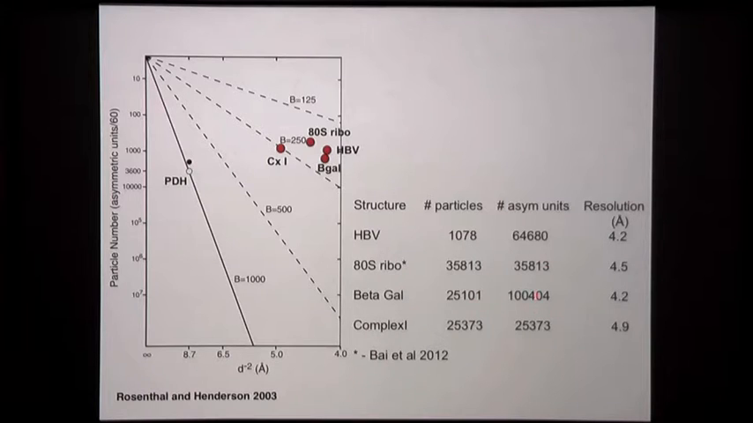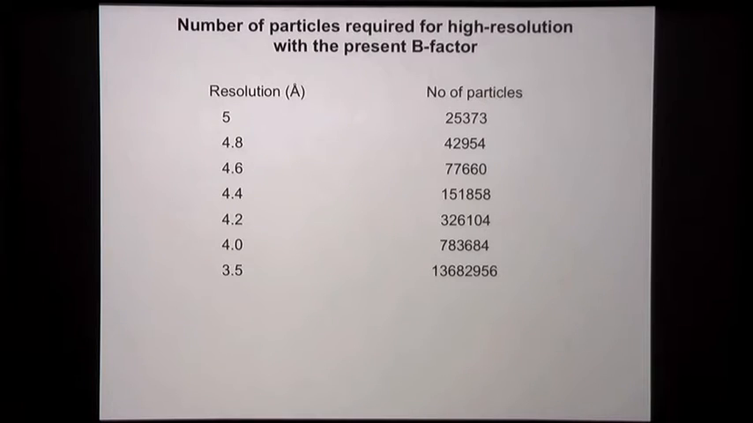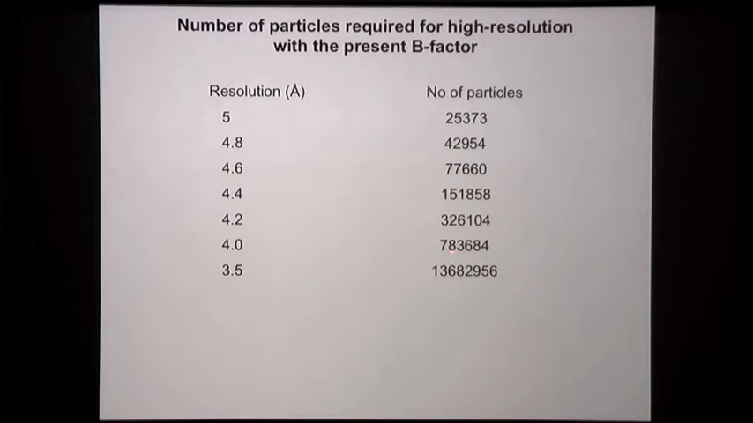The other thing to remember is that all 3 data sets here were taken in similar microscope settings, so it's easy to compare. If I had the same B factor and the same conditions, and I don't change anything, how many particles do I need to get to say 3.5? If I use this B factor to calculate, you can see that for every 0.2 angstrom improvement from 5, the number of particles doubles each time. This is the worst case scenario, because the B factor will improve as the map improves.